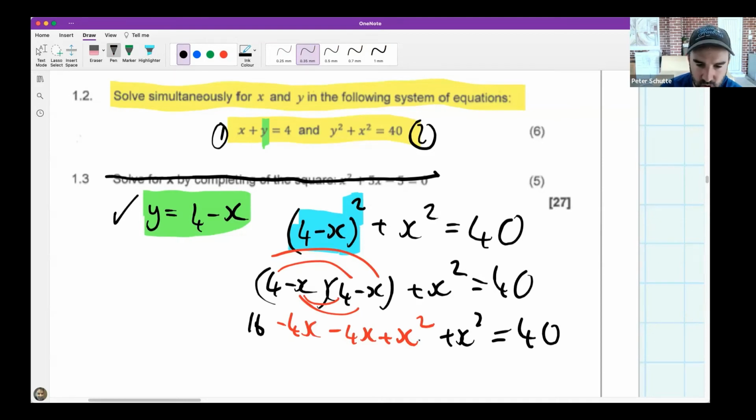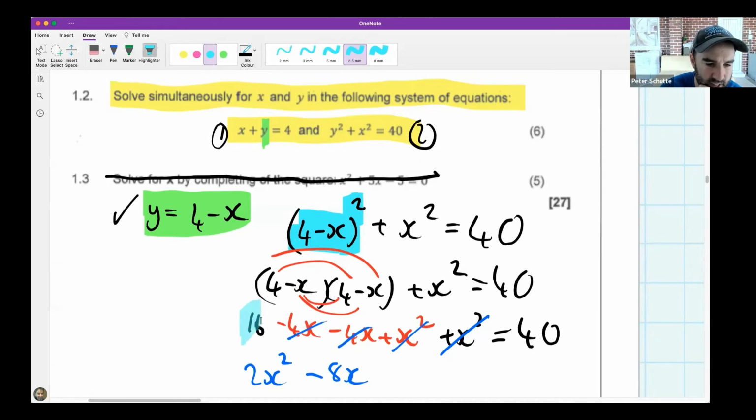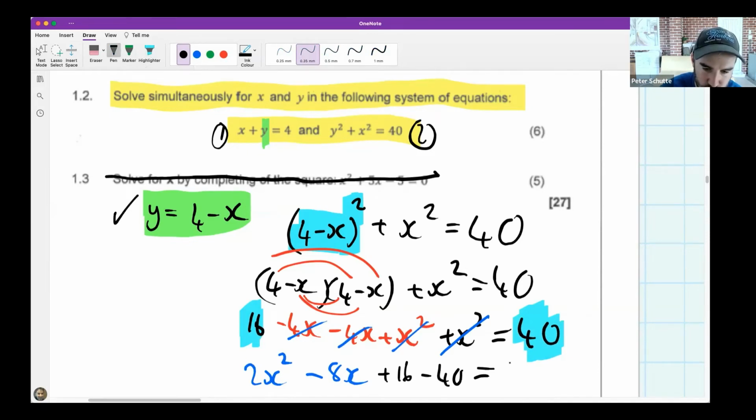And now I need to bring these worlds together. So those two together give me 2x squared, minus 4x gives me minus 8x. Now, how do we handle this? These are on opposite sides, so I'm going to bring the 40 across. If I bring the 40 across, I'm going to get plus 16 minus 40.